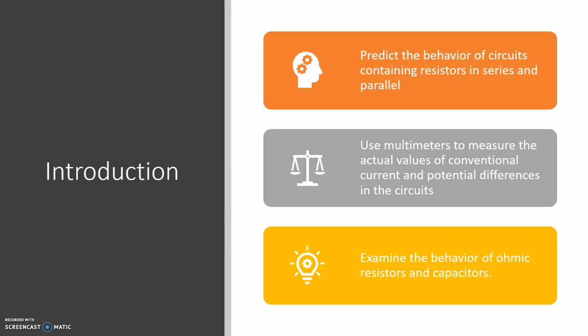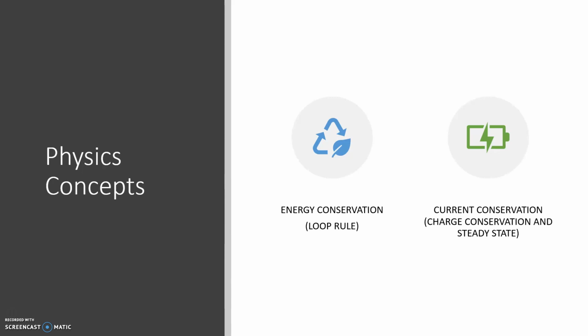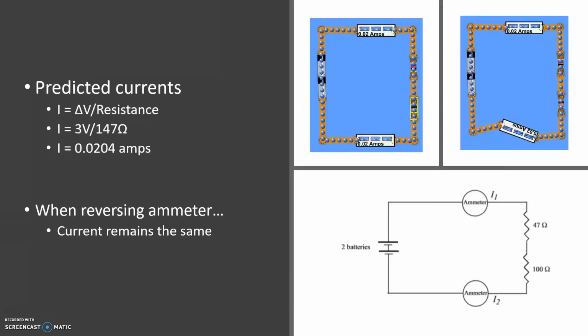In Lab 4, we'll be predicting the behavior of circuits containing resistors in series and parallel. We're using multimeters to measure the actual values of conventional current and potential differences in the circuits, as well as examining the behavior of ohmic resistors and capacitors. The physics concepts covered in this lab include energy conservation using the loop rule, as well as current conservation using charge conservation and steady state.